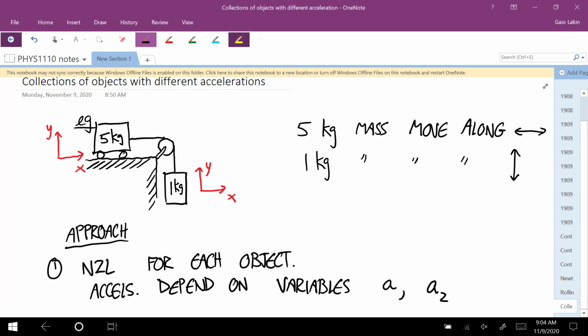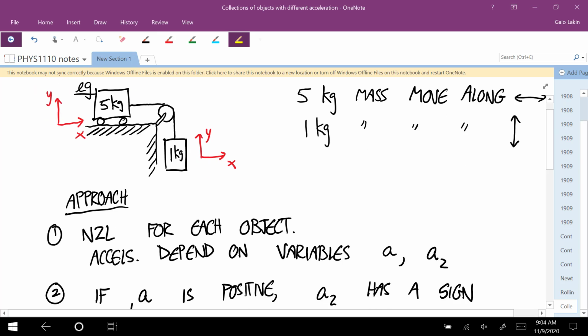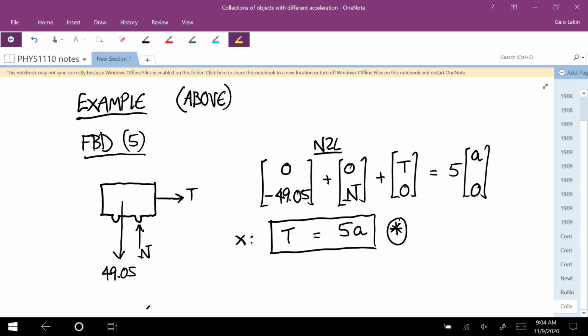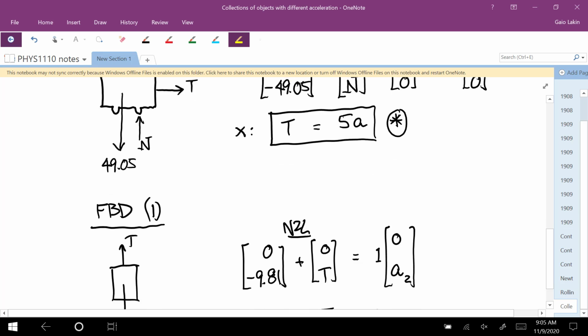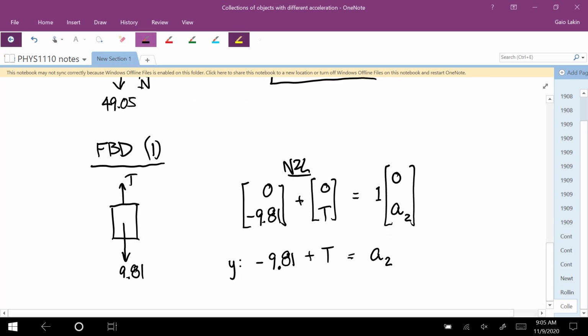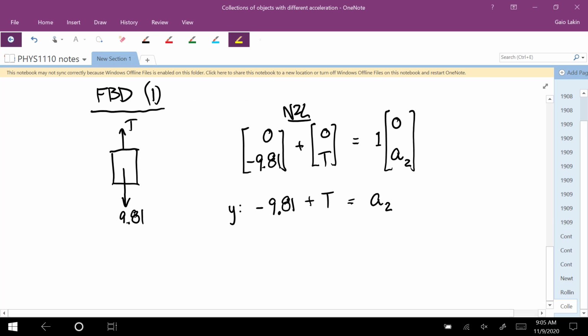Okay, so a positive x motion of the rolling cart connects to a negative y motion of the hanging mass. All right, so what we have to do is recognize that if A is positive for the 5 kilogram cart, A2 is negative for the 1 kilogram mass. And so that tells us that A2 is equal to negative A.